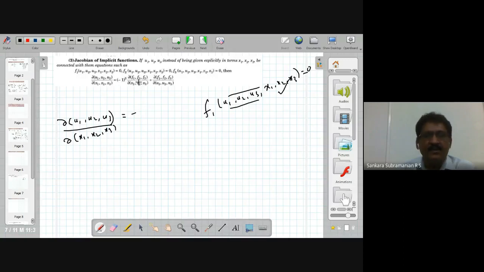So, see what they are saying. This function f1 is an implicit function of the 1, 2, 3, 4, 5, 6 variables we have. You find the Jacobian of f1, f2, f3 with respect to x1, x2, x3. How do we find it? We have the formula, right? We can just find the 3 by 3 determinant. Then find the Jacobian of f1, f2, f3 with respect to u1, u2, u3.